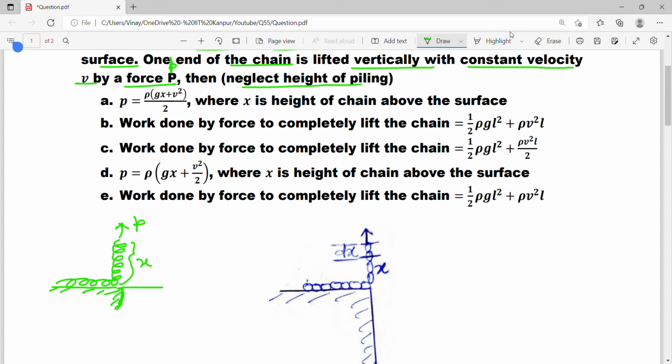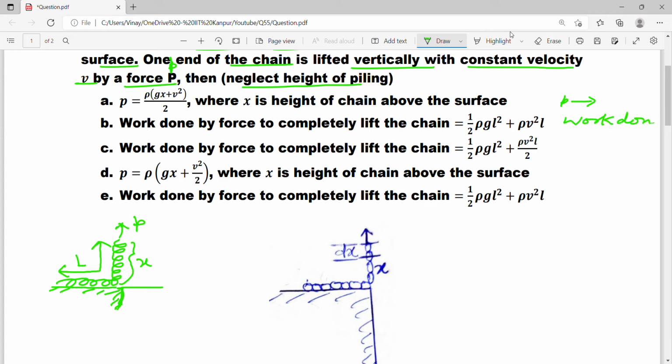P. Now next option is work done by force to completely lift the chain. If total length is L, so this is the total length, right? And this length is L, then what would be the total work done to lift this chain? Second is also the same, work done, and third is the relation for P. Now tell me one thing. Either you have to find a relation for force or you have to find total work done.